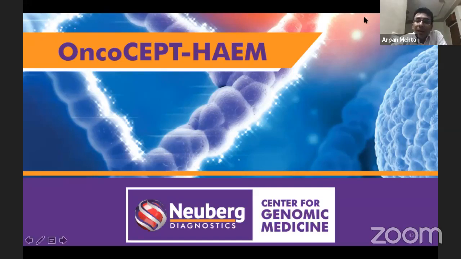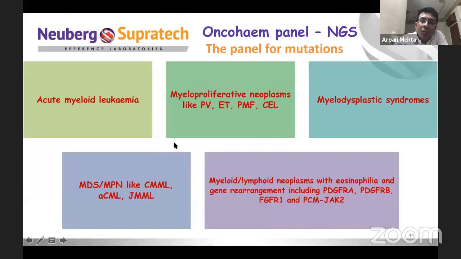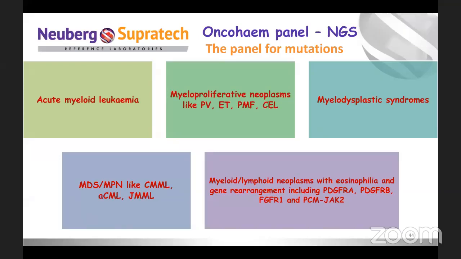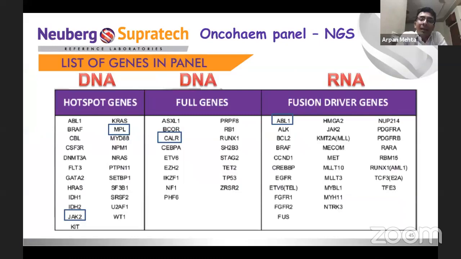So this is the myeloid panel that we are doing. I was saying, so this is a one-stop test for all myeloid malignancies. So be it acute myeloid leukemia or myeloproliferative neoplasm or myelodysplastic syndrome or MDS-MPN or other cases, we need to do this panel just to detect anything and everything. So this panel is divided into DNA based analysis and RNA based analysis. So either you can ask for both or individually.